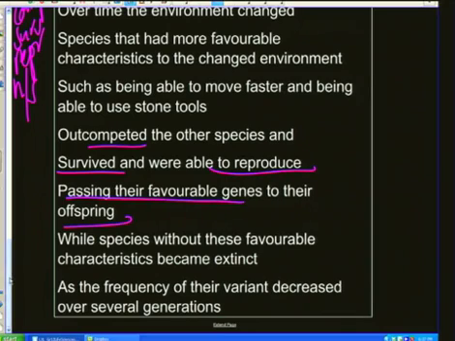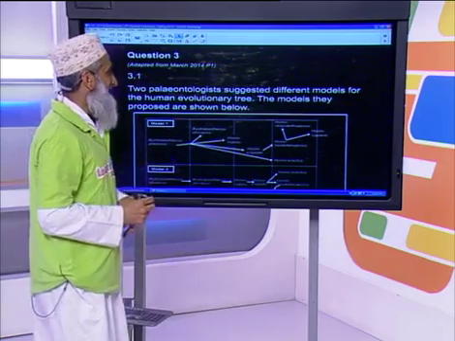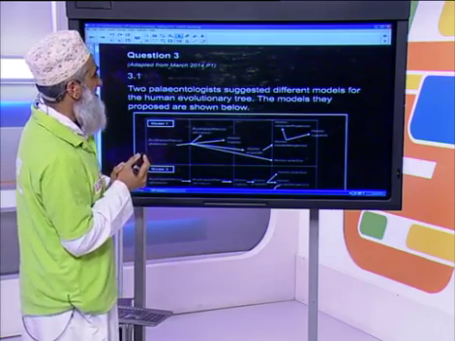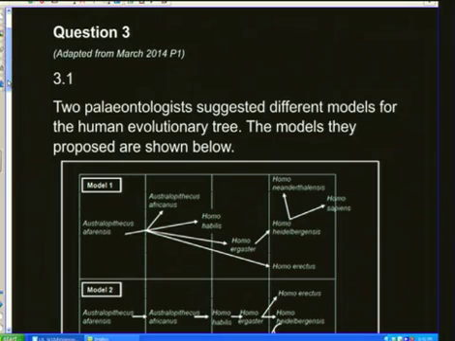So, species without these favorable characteristics died and eventually became extinct, as the frequency of their variant decreased over several generations. This last sentence simply means they became extinct because their variety decreased over several generations.